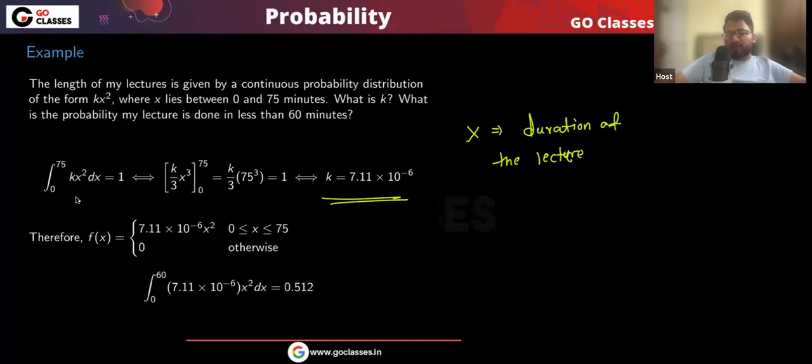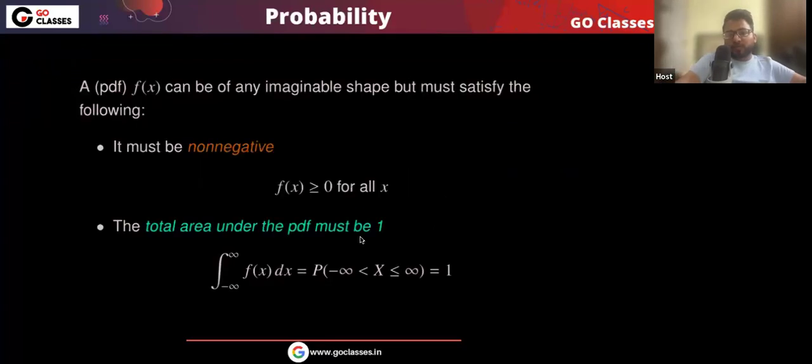Which can go from 0 to 75. And the probability density function by which this might vary is given like this: kx square. So they are saying to first find out the value of k and then find out the probability that it will be from 0 to 60, which means it might end within the initial 60 minutes. Okay, so let's see more examples.